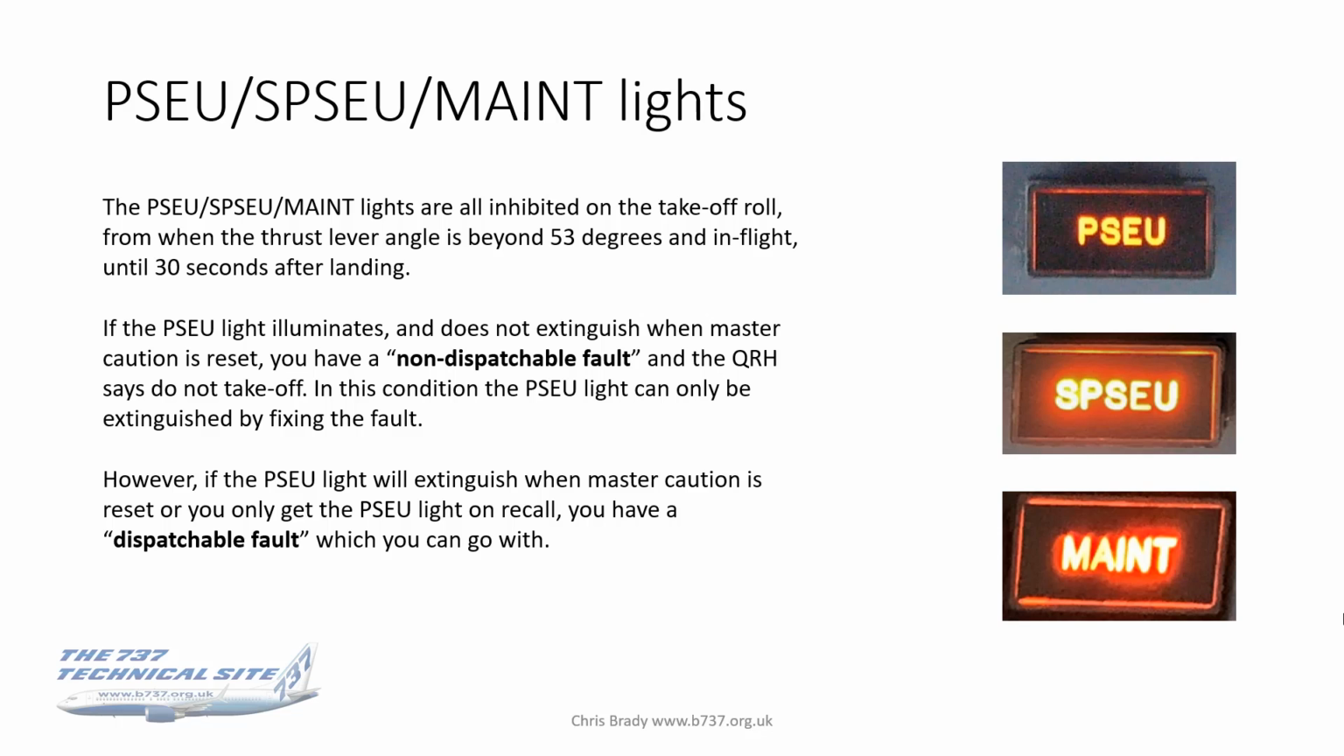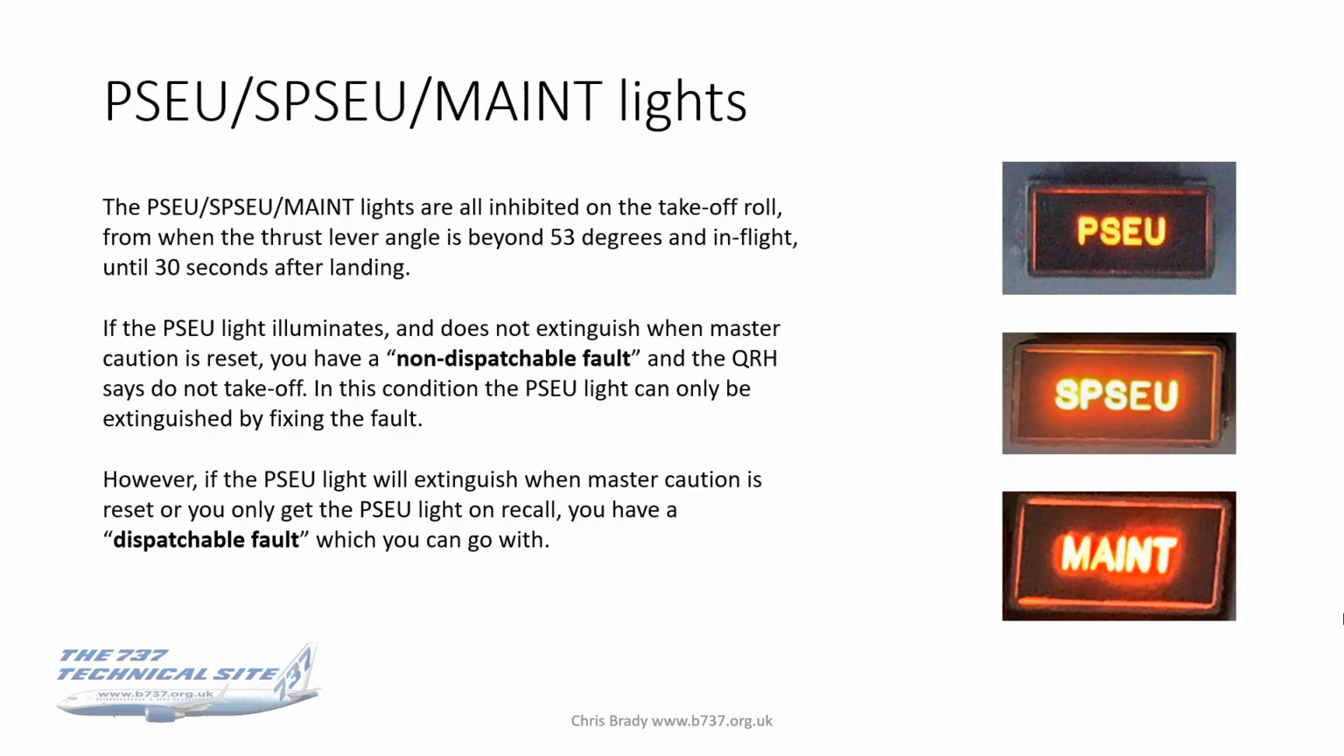Crew procedures. So we've mentioned the lights before, but let's just talk about what happens if you see a light. They're all inhibited on the takeoff roll when the thrust lever angle's beyond 53 degrees and in flight until 30 seconds after landing. So you should never see these come on in those circumstances. If you do, you've got a very strange fault going on, which is worth writing up in the tech log.